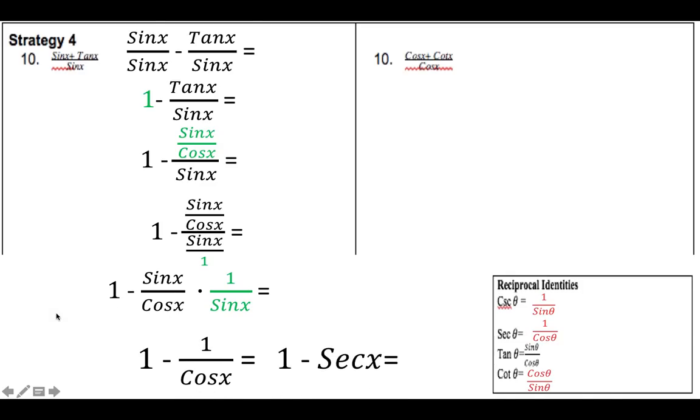And you are done. You should not have an equals right here. That's it.